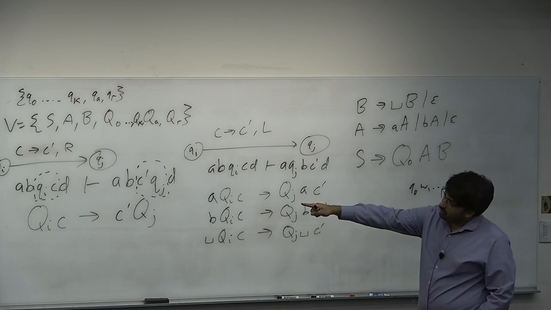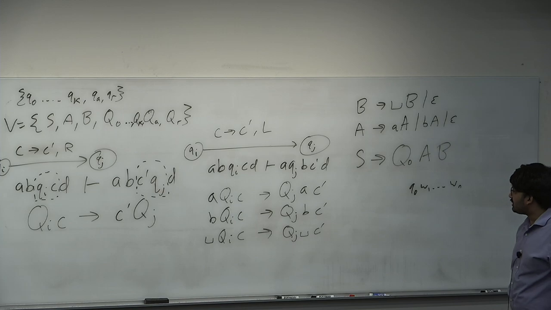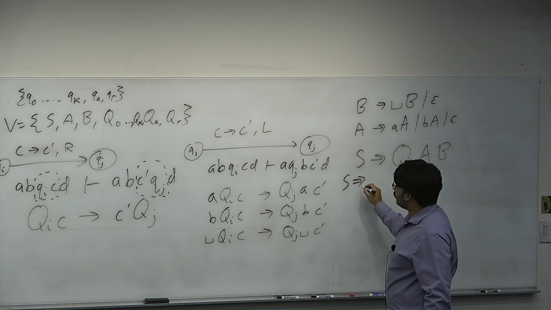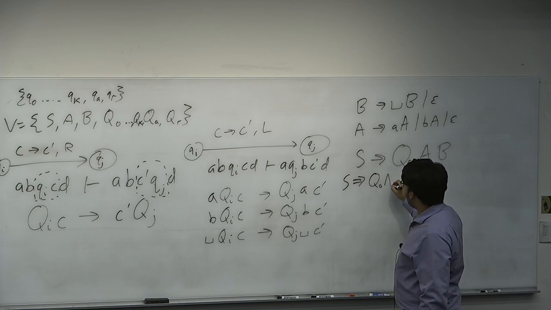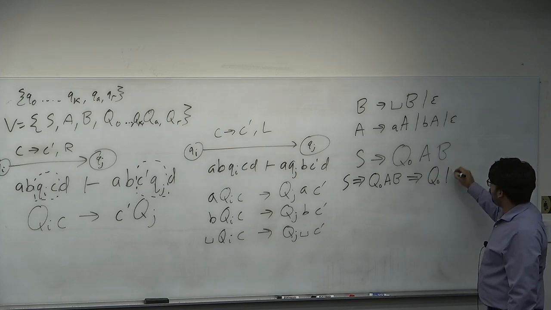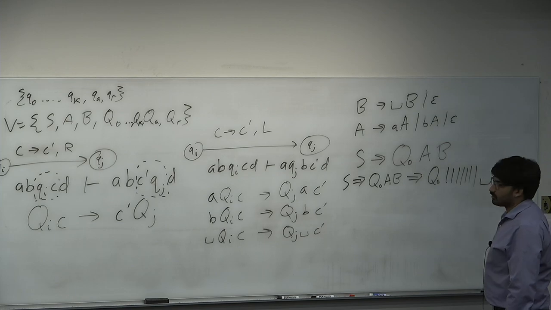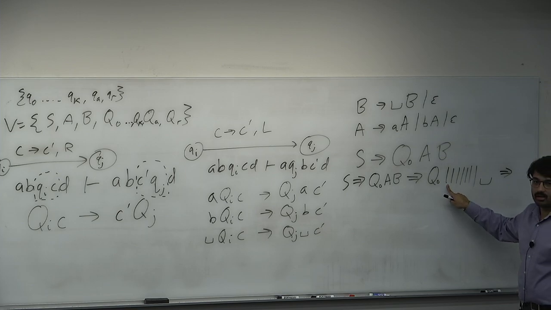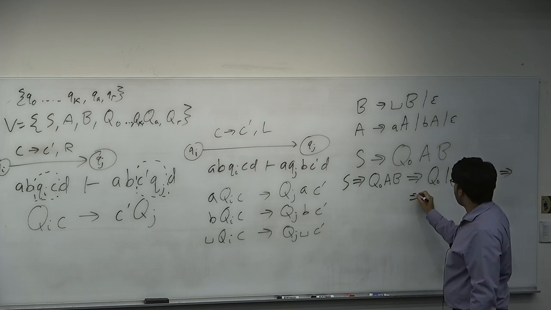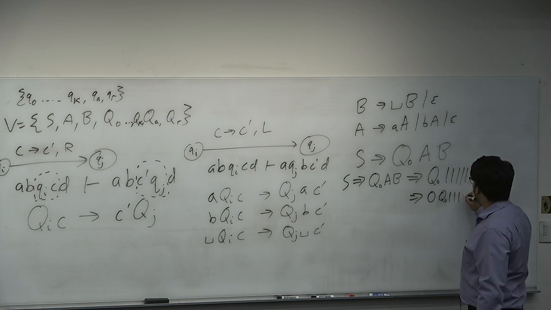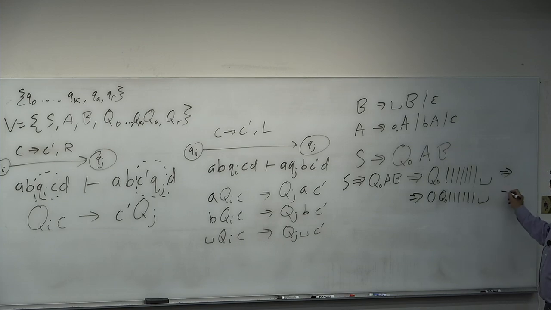Given our example again of the machine that loops, writes, and bit flips, let's try to see what that would look like if we were to write the production out. We would have S goes to Q0AB goes to Q0 1111111, and let's say one blank, right? Then this is going to go to, we'll have the rule Q1 read 1. Write is 0 and move right. So this is going to look like a 0 Q0 1 1 1 1 1 1 blank, right?